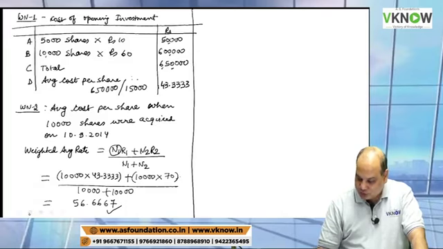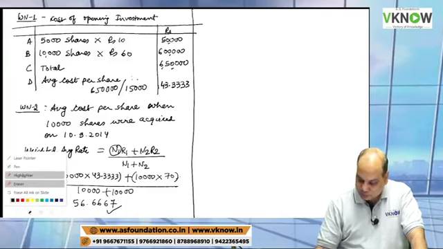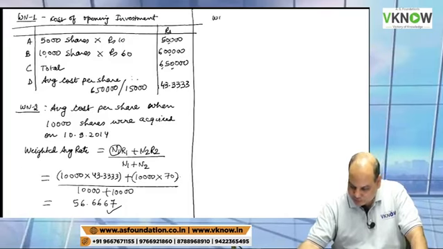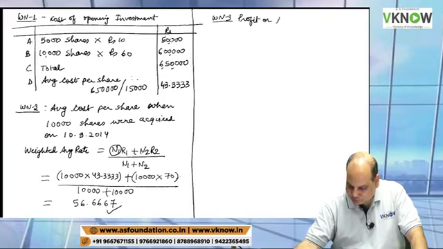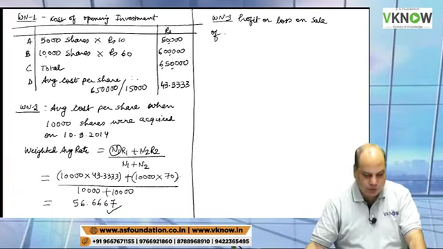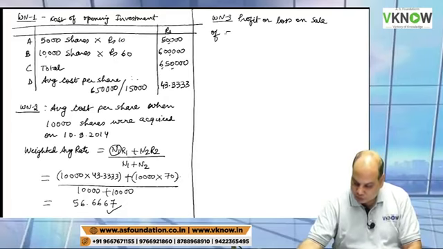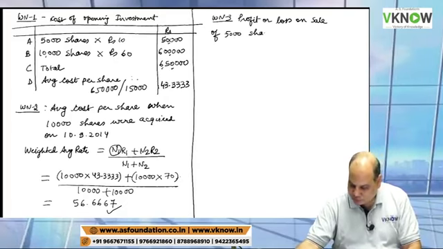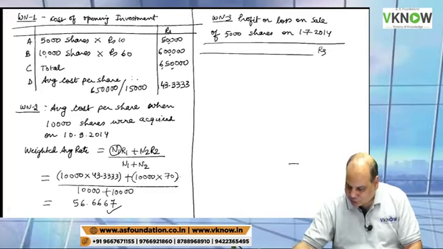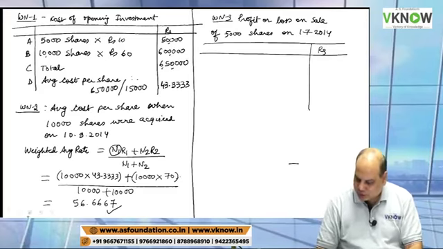Now we'll go to the next working note. Working note number 3. Profit or loss on sale of 5,000 shares on 1st July 2014. Profit or loss on sale of 5,000 shares on 1st July 14.